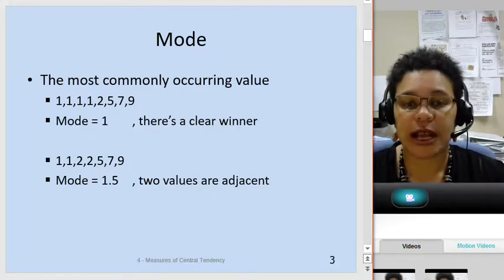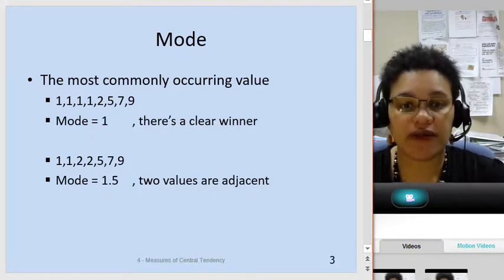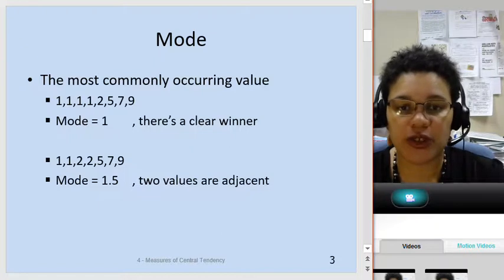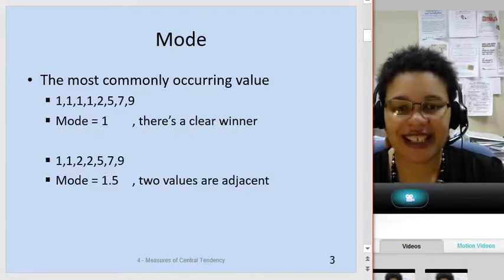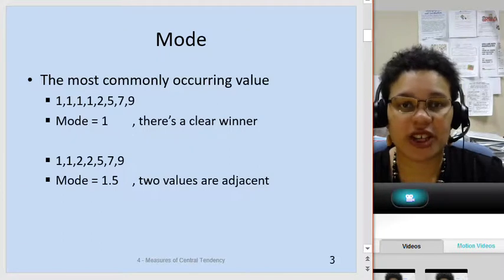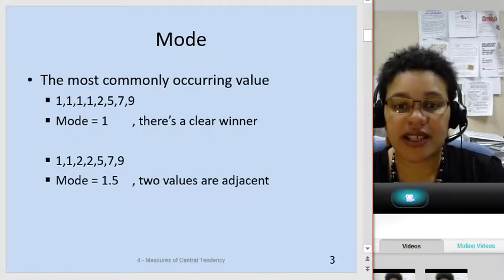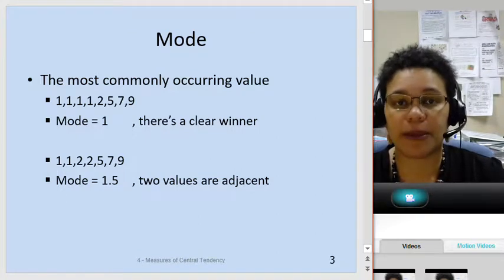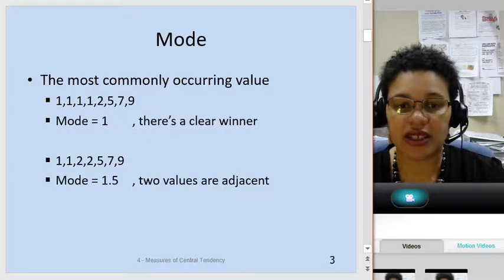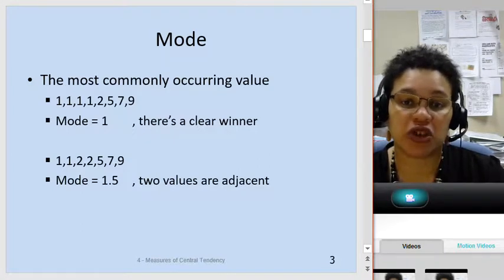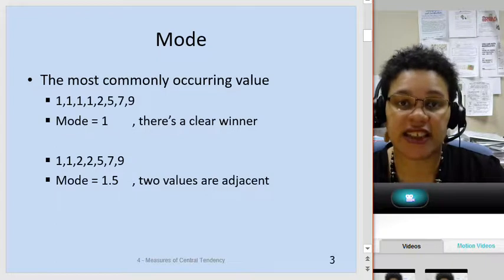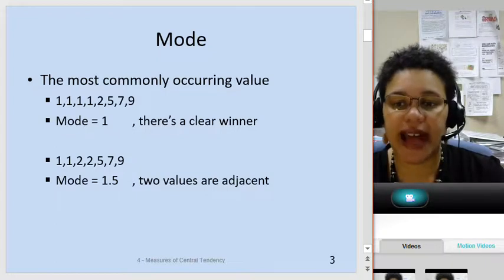So, for example, in this first row of numbers, we got 1, 1, 1, 1, 2, 5, 7, 9. There's a clear winner. The mode is 1. Sometimes you might have two values that are adjacent that are both the most commonly occurring values. And in this case, it was 1 and 2. Since they're adjacent, you could say that the mode is 1.5.